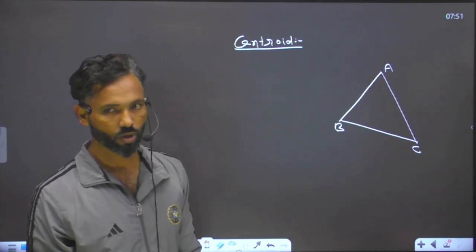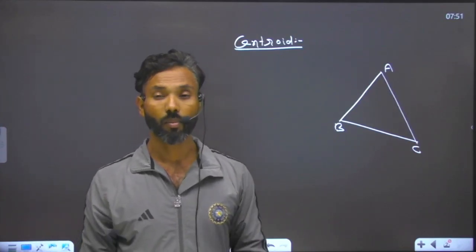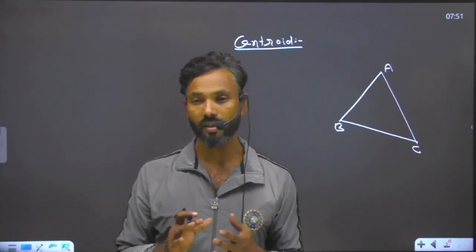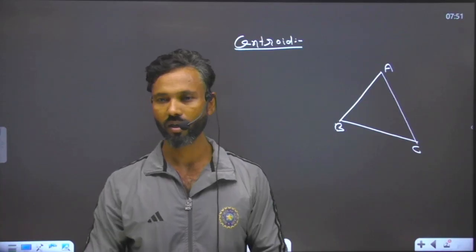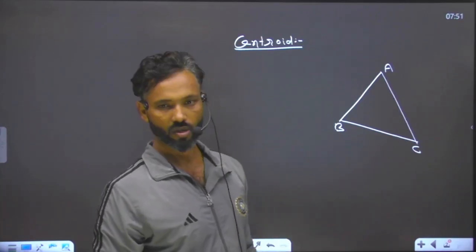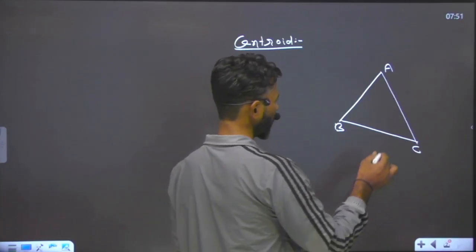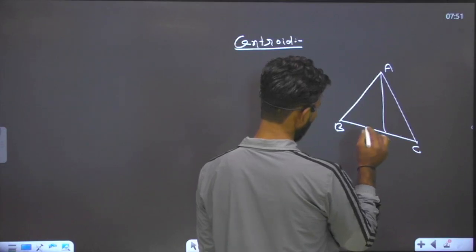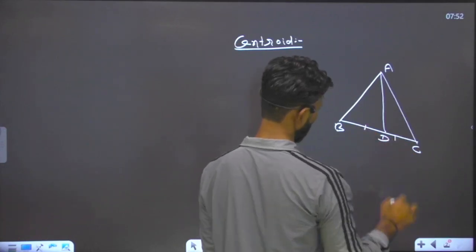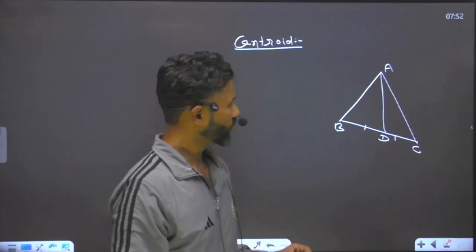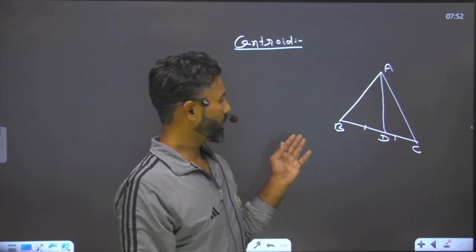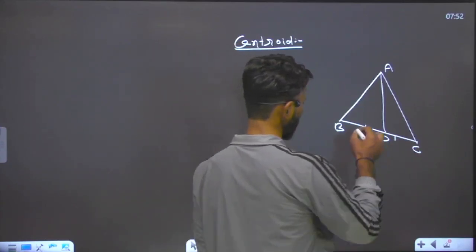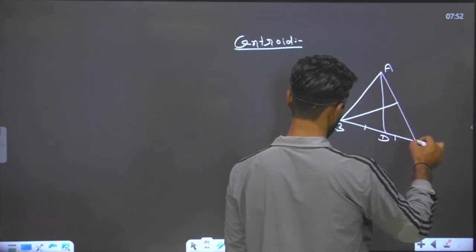And I have told you in the previous session what a median is. A median is a line which is drawn from the vertex of the triangle and it will bisect the opposite side of the triangle. Suppose I'm drawing a line from the vertex A and this line AD bisects BC into equal parts. So AD will be a median. There will be 3 medians, one drawn from each vertex: A, then B, and the third from vertex C.